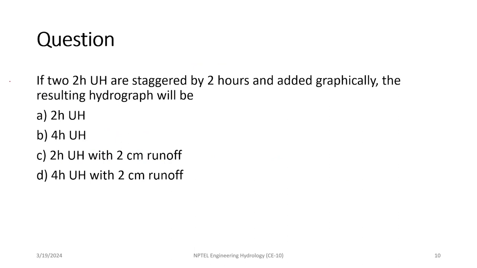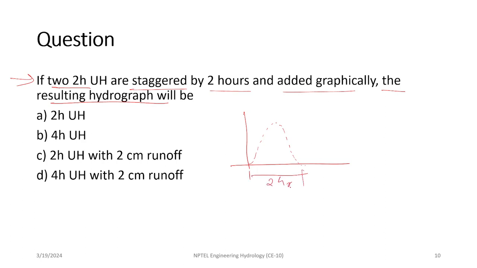Now here again a question related to unit hydrograph. It is saying that if we are having 2-hour unit hydrographs, and they are staggered by 2 hours, it means it may be lagged by 2 hours, and added graphically, the resulting hydrograph will be. Okay, so it is saying like a graph is plotted like this. I'm just plotting here. Okay, so this is for 2 hour duration.